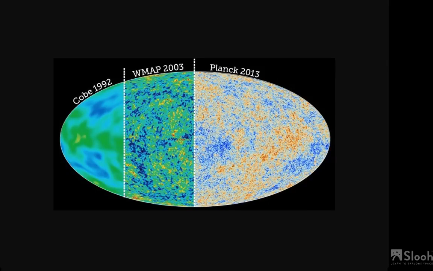We can learn about conditions in the universe on very large scales and at really early times, because this radiation has traveled over such a large distance to get to us.